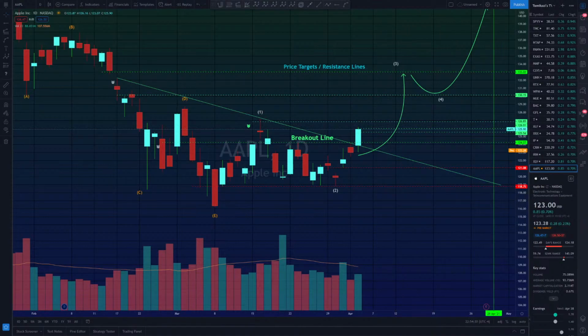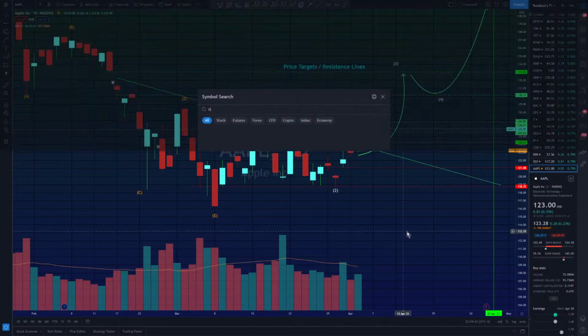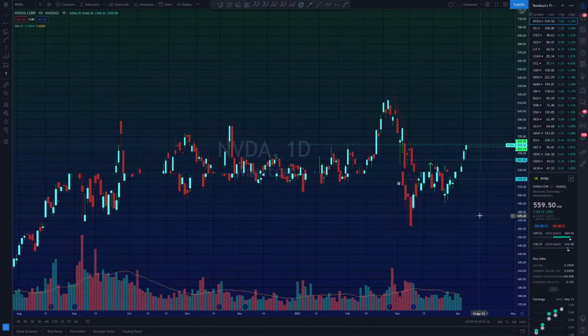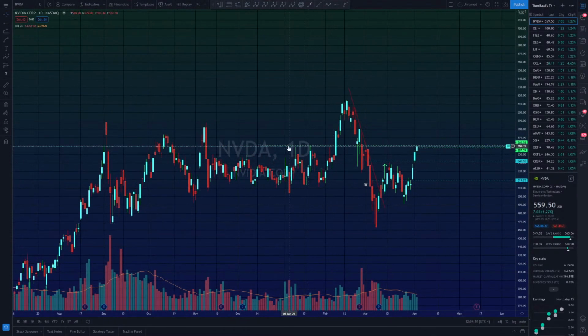I am in NVIDIA. I think NVIDIA's got a lot of upside as well. I'll do this super fast only because I'm in it. NVIDIA broke this line right here. It wicked above all this old resistance, and so I think NVIDIA could retest 600, 615.